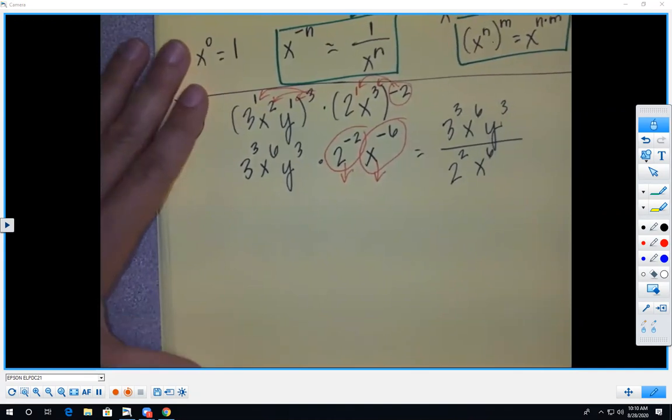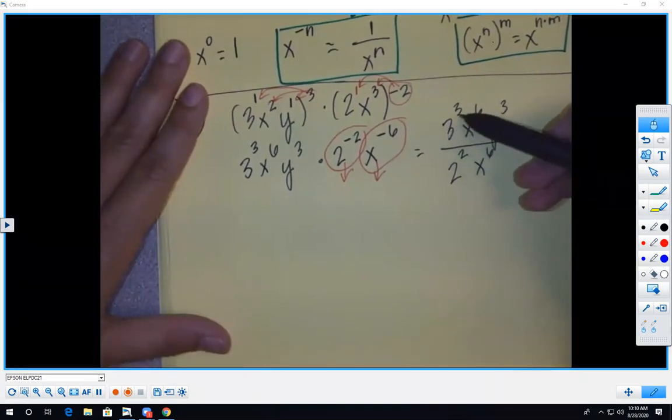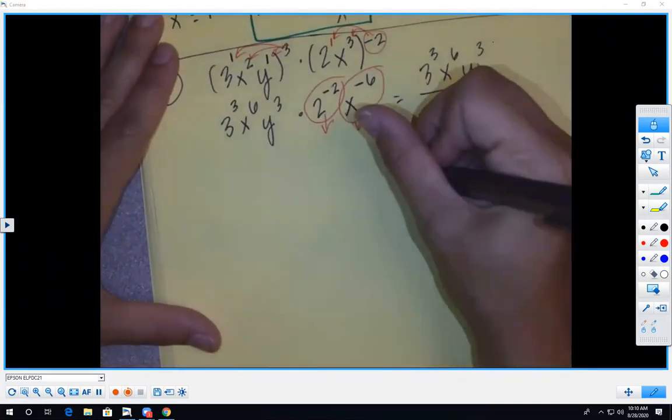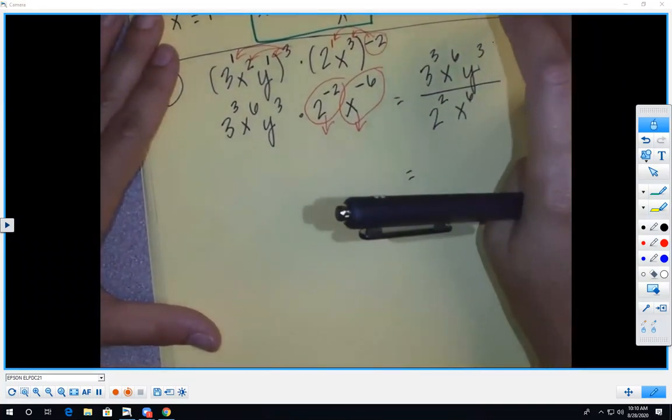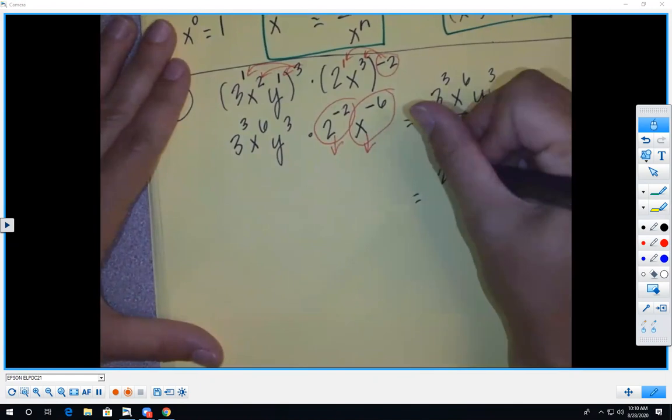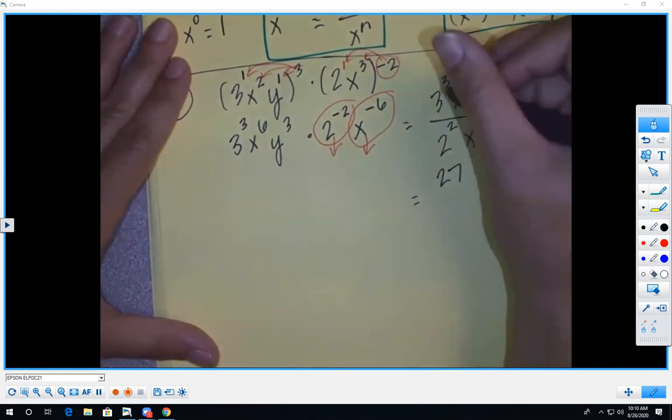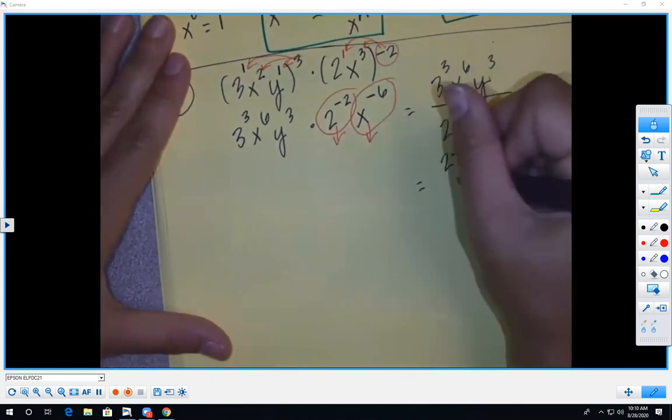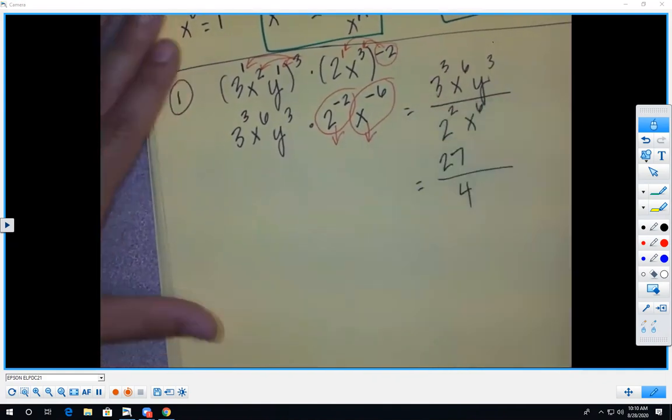Okay, let's start off by making our numbers. What is 3 to the third power? 3 times 3 times 3? 27. And then the 2 squared on the bottom is 4 on the bottom.